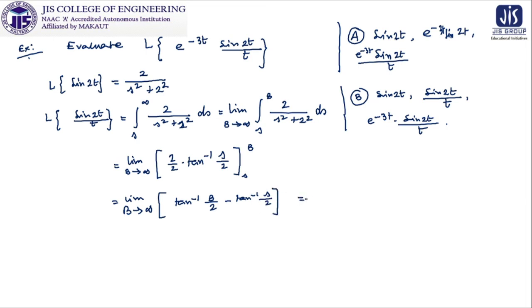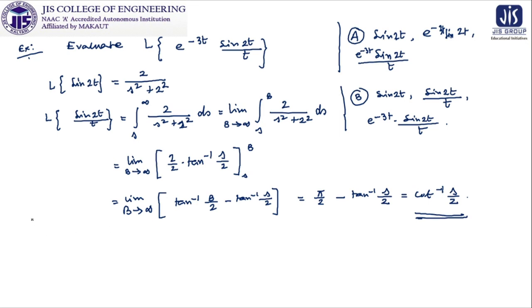So now putting the limiting value of b, we get pi by 2 minus tan inverse s by 2. Someone can also write it as cot inverse s by 2. So this is the beautiful answer of this particular problem in regard to sine t by t.